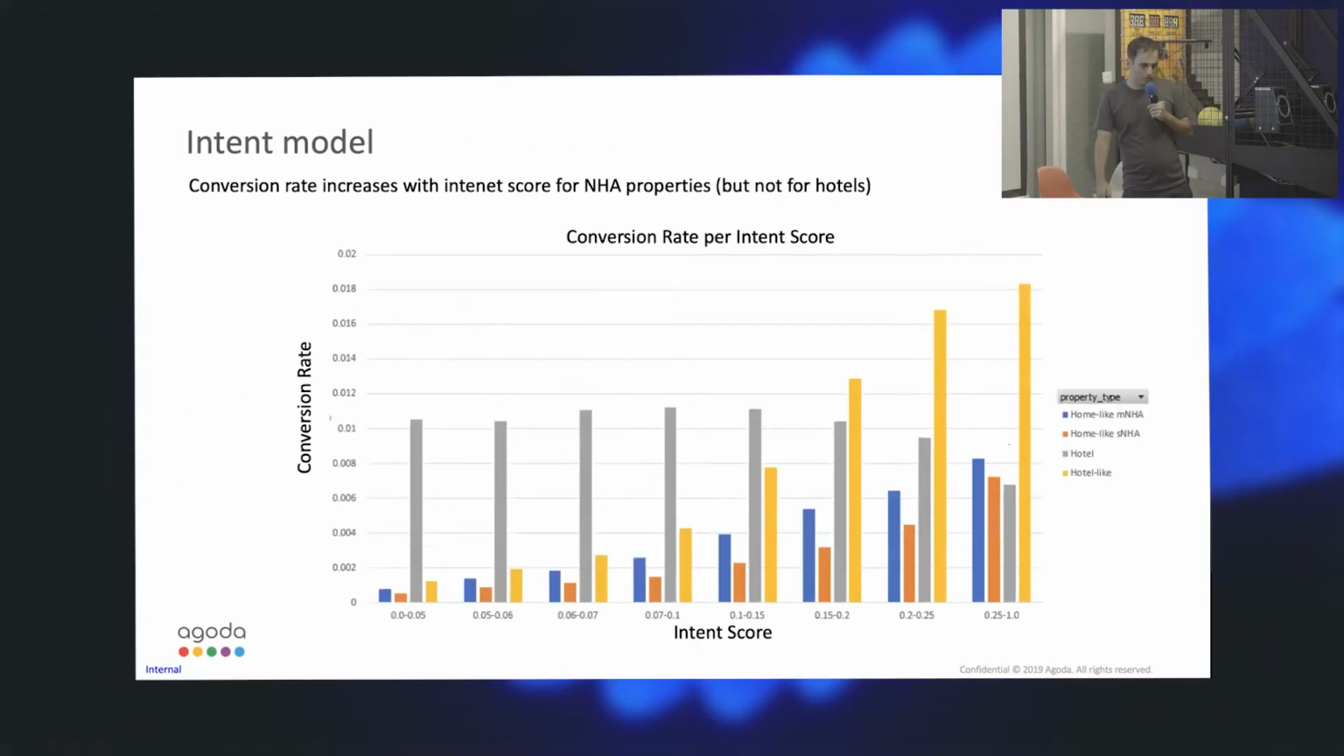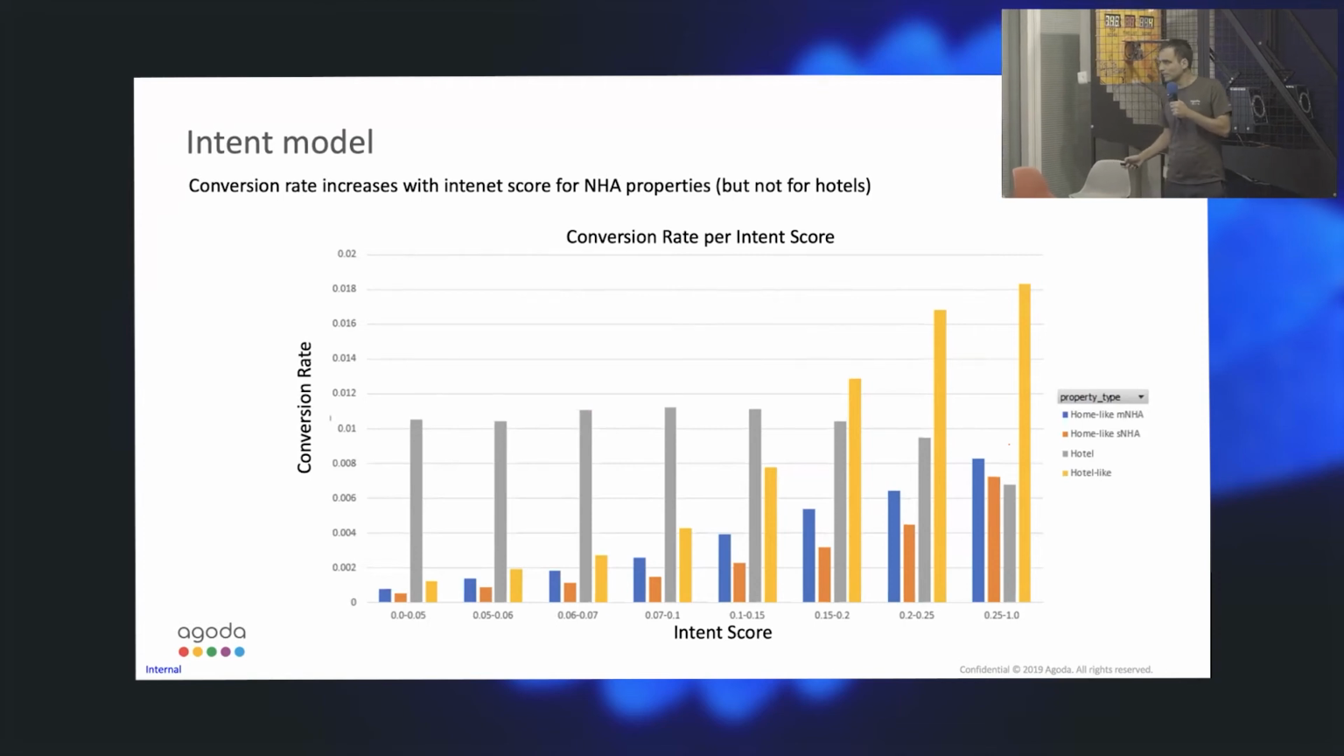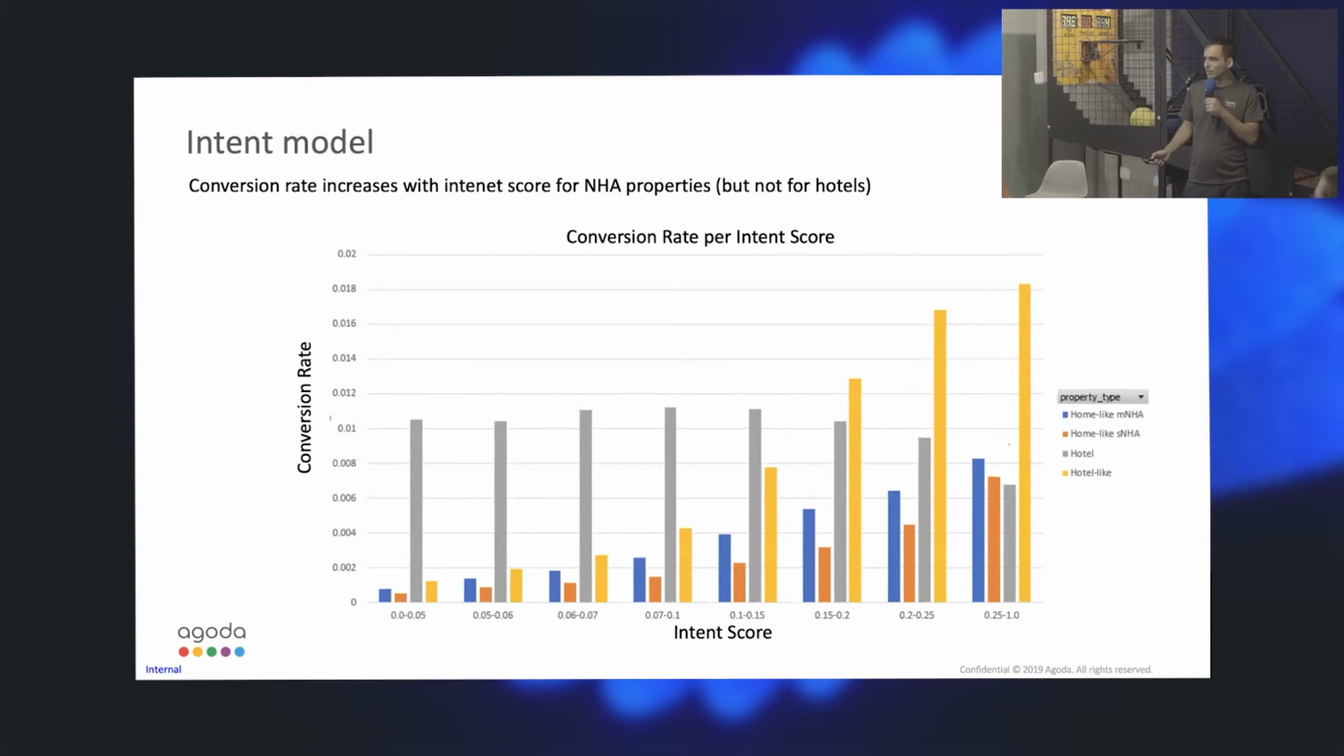Another thing that was very encouraging to us is when we measure the conversion rate of the different intent scores. On the x-axis, what you see here is the prediction of the model. You have 4 bars here. The grayish one is hotels, and the other 3 are different NHA types: single room, multi-room, and hotel-like. First, you see that all of the NHA ones are monotonically increasing. So higher intent means higher conversion rate. That's one good sign. The other thing is that hotels is not increasing. It's even slightly decreasing. That means the model is differentiating between hotel bookers and NHA bookers. It's not just identifying bookers, right? This is what we want.